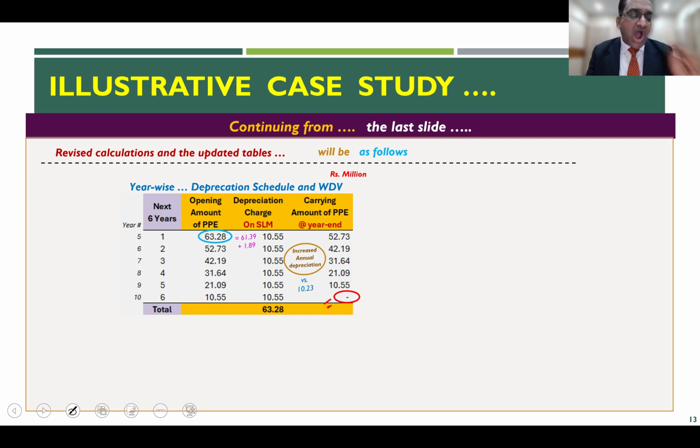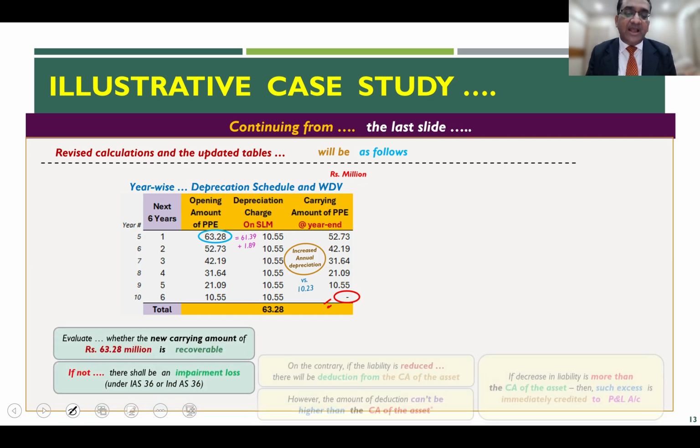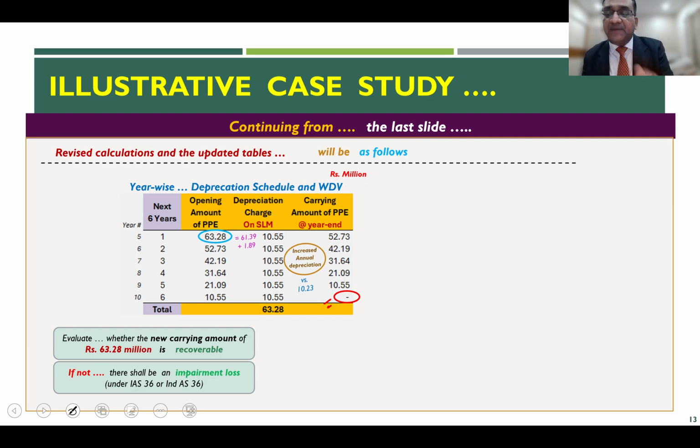How about the liability? Okay, we will come to the liability. Let us see. This was okay. Let's first complete on the PP&E. Okay, so now this 63.28, whether the new carrying amount is recoverable, I've told you that the additional consideration is that you have to see whether this amount is recoverable or not, as contemplated under impairment standard Ind AS 36 or IAS 36. If this is no longer recoverable, then impairment considerations will also get triggered.